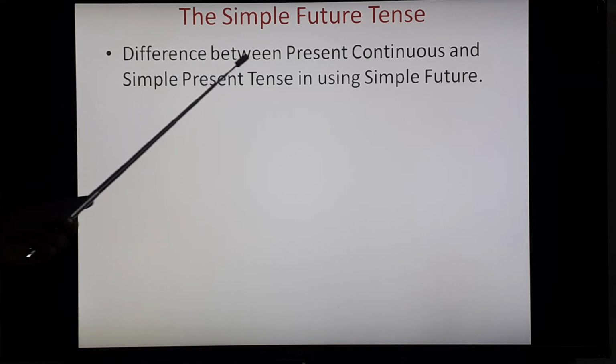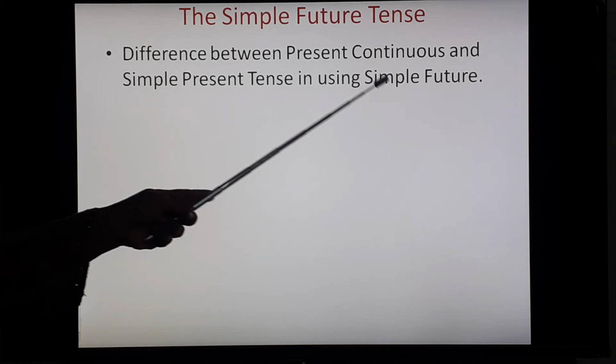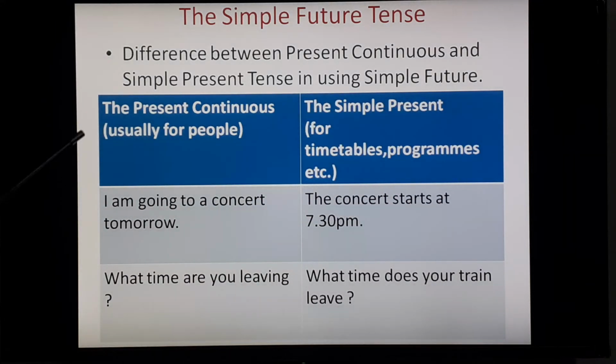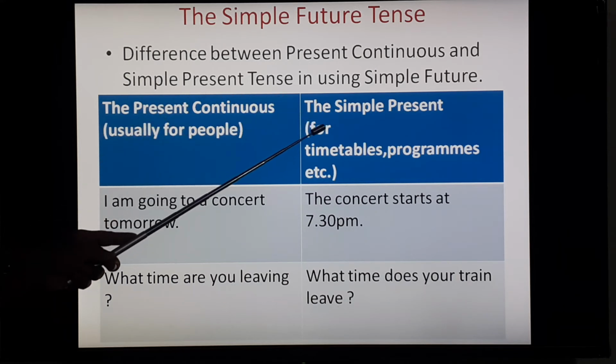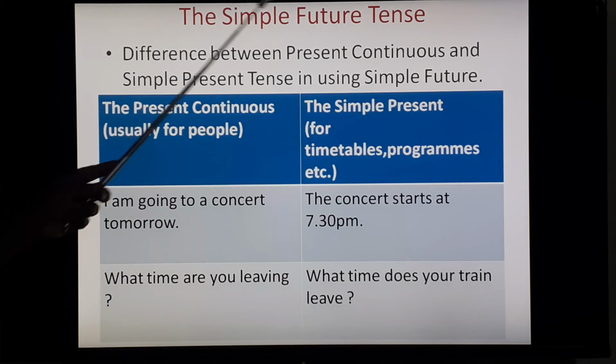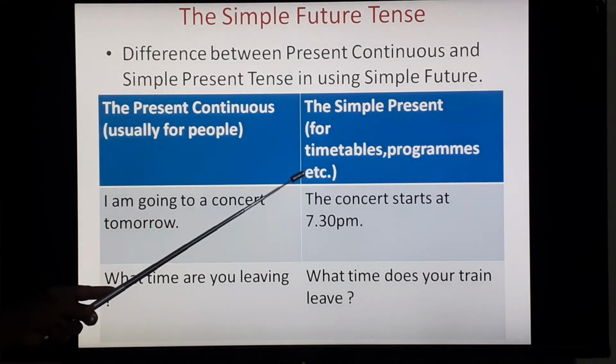Let's see the difference between present continuous and simple present tense in using simple future. Now see the difference. We can use the present continuous tense in simple future usually for people. On the other hand, the simple present tense, if you want to use it to show simple future, you can use only for timetables, programs and so on.